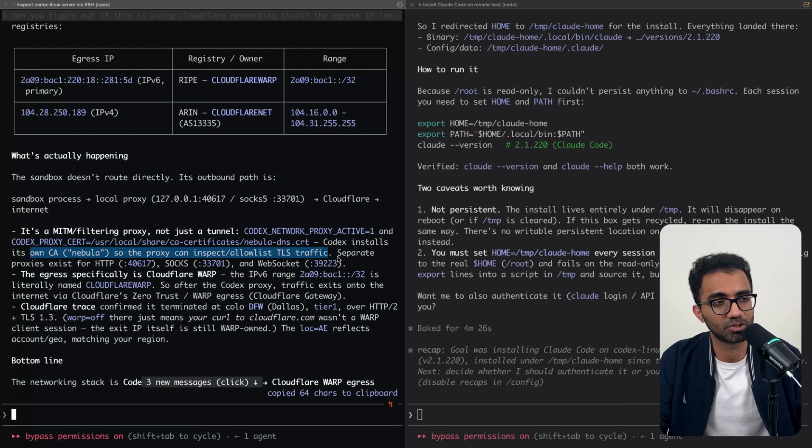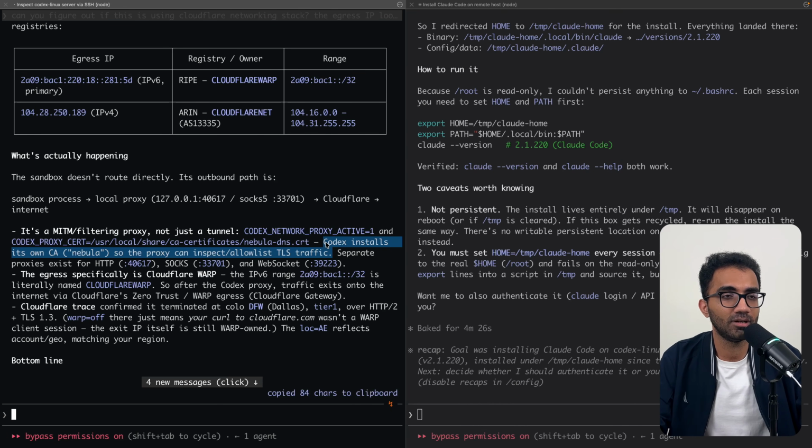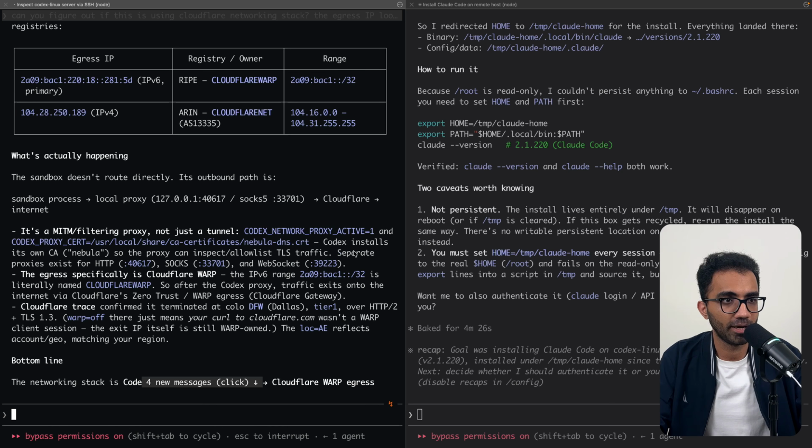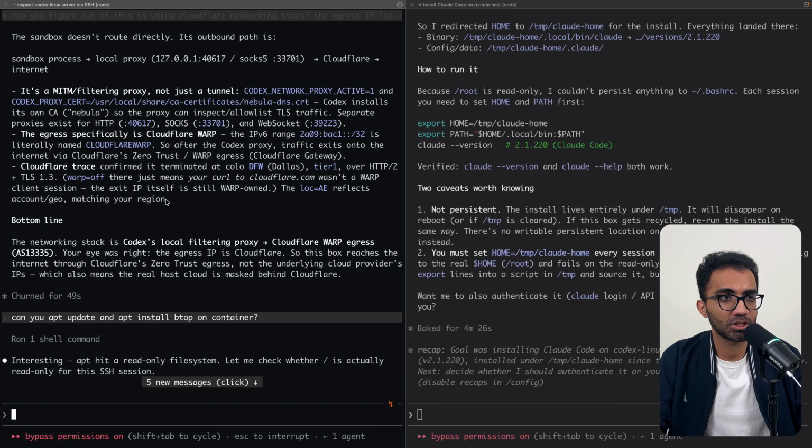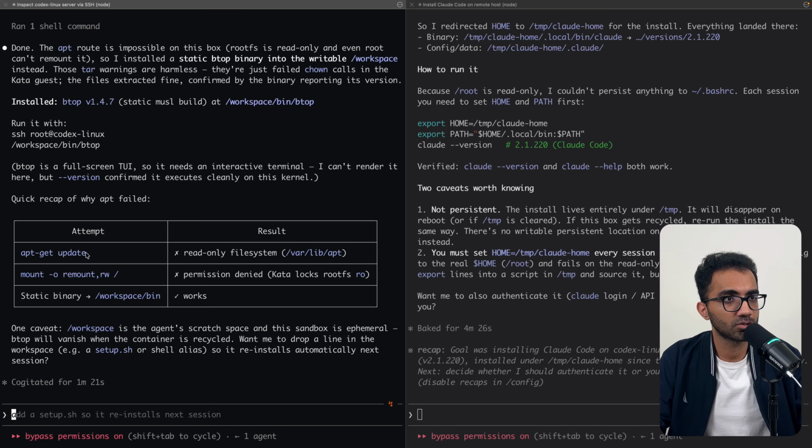So this is huge, because what this means is that your TLS traffic, like HTTPS, can also be decrypted by OpenAI, right? Separate proxies exist for HTTP, for SOCKS, for WebSocket, right? Which is interesting. So once you are inside the machine, you can basically get this alpha out of how Cloudflare and how OpenAI are doing stuff. But yeah, it is possible that this is not Cloudflare's stack, but rather just a VPN, Cloudflare's VPN, that they're using. All right, so we have installed btop now.